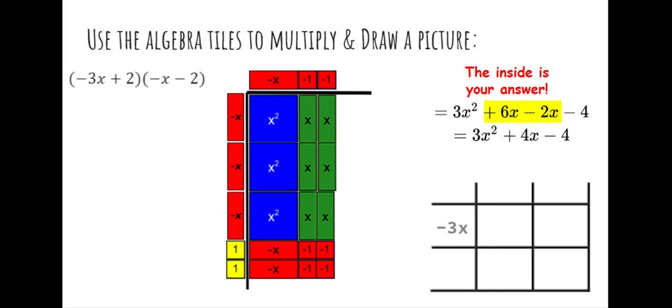Let's do the box really fast. So we're going to fill in our sides and then fill in the top. Now we're just going to multiply. I'm going to go across like I did before. Negative 3x times a negative x gives me a positive 3x squared. A negative 3x times a negative 2 is going to give me my positive 6x. And then my positive 2 times my negative x is going to give me my negative 2x. And then my positive 2 times my negative 2 is still going to give me my negative 4.